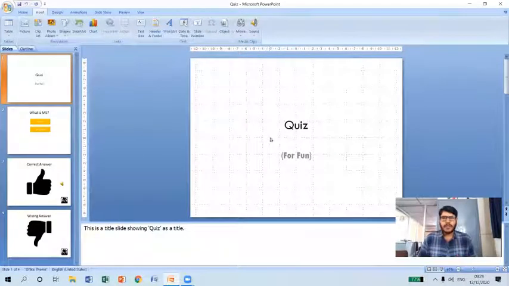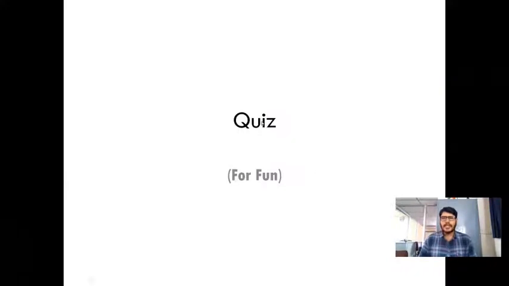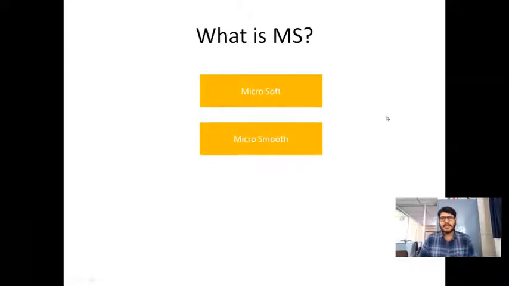If you observe here, I have already created one sample quiz. Let me give a slideshow. You can see the title is showing as a quiz, and the subtitle I'm going to include as just for fun. Now if I click here, it will move to our next slide. In the next slide, we are getting question number 1, that is, what is MS. MS stands for either Microsoft or Microsmooth. These are the various options I'm going to provide for the user so that he can select any one of the options.